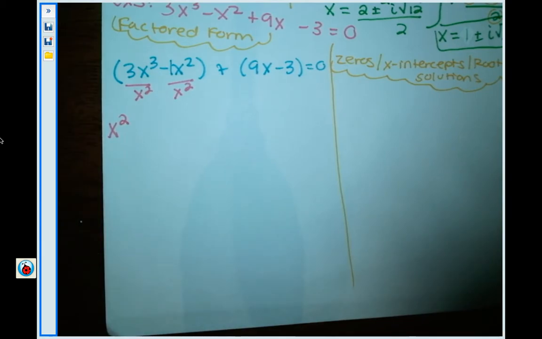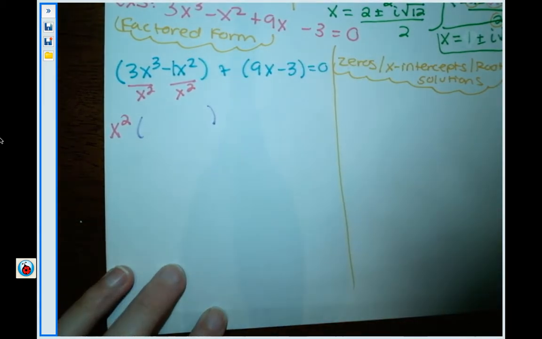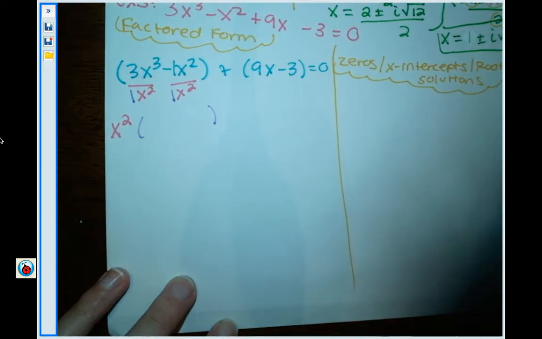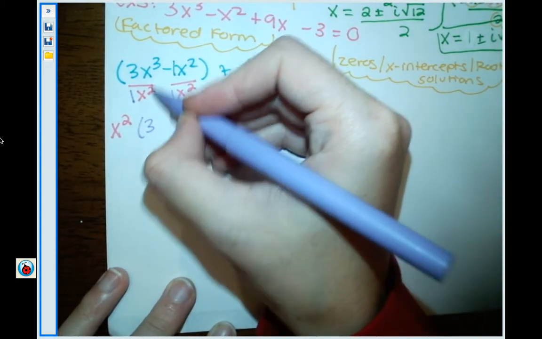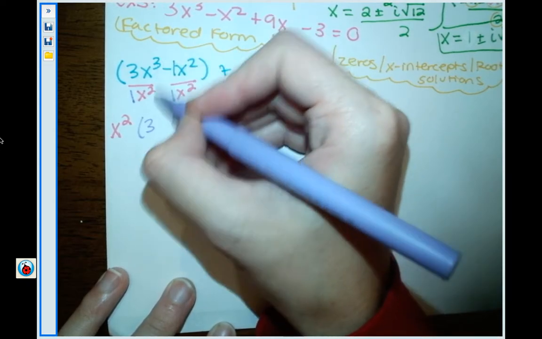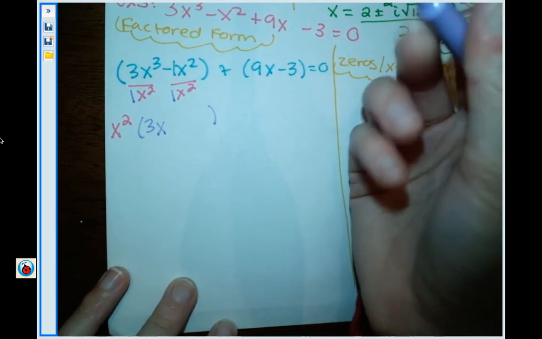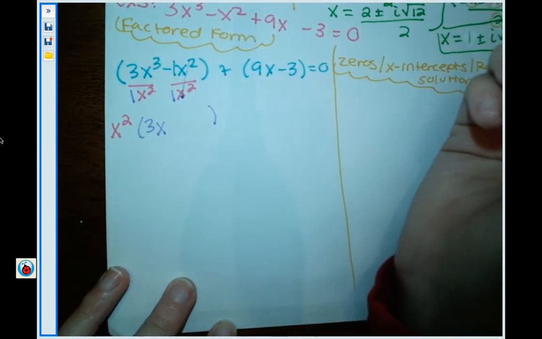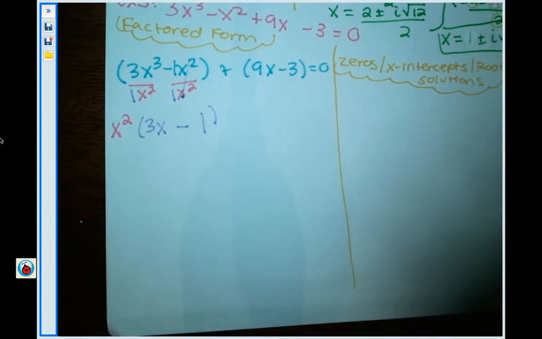I'm going to write my answer in purple. There are secretly 1's in front of these, so keep that in mind. 3 divided by 1 is 3. And x to the third divided by x squared, we subtract the exponents, so 3 minus 2 is x to the first, or just x. My x squareds cancel out, and I'm left with negative 1 divided by 1, which is a negative 1. Then my second term, what is the GCF?